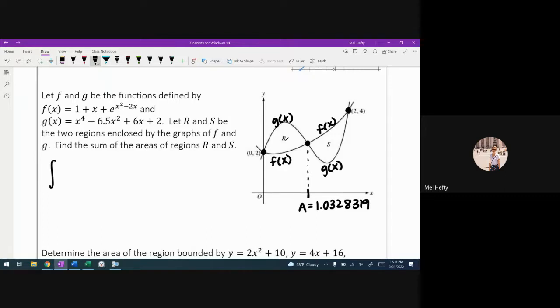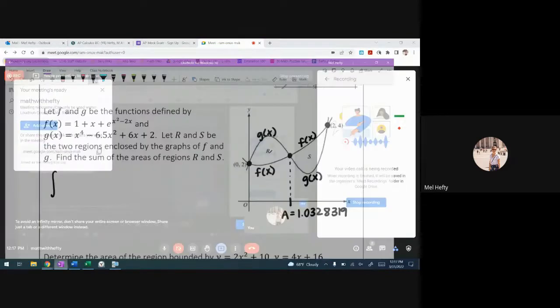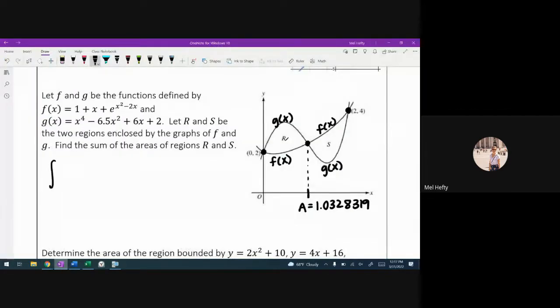All right, so let's go ahead and set it up the way that Derek said by setting up 2 integrals. So we're going to look at R first. Excuse me. Did not ask you to do that. All right, let's start with R. What will my integrand be? What 2 functions will I be subtracting and in what order?